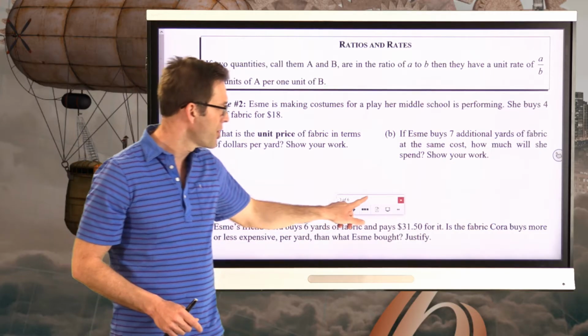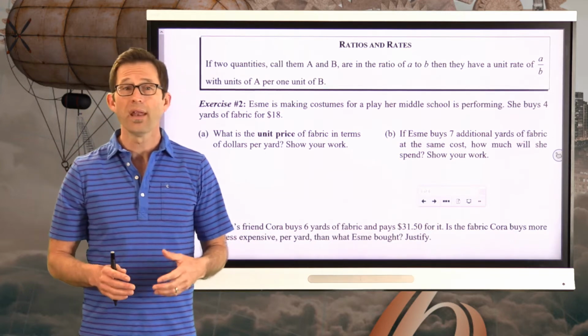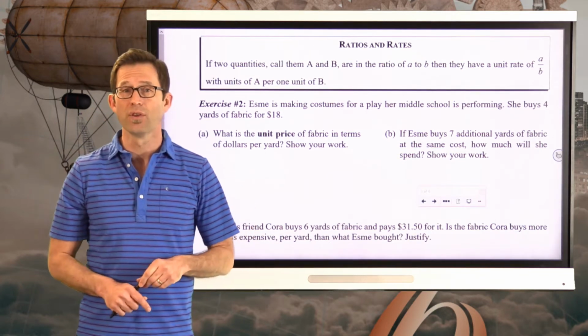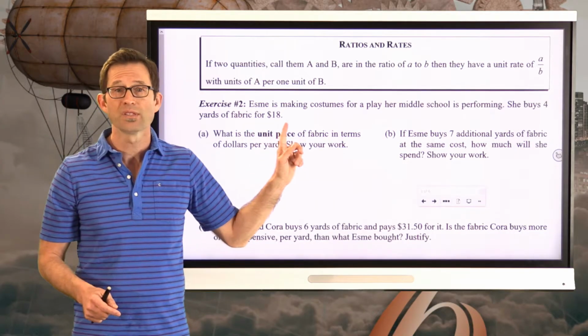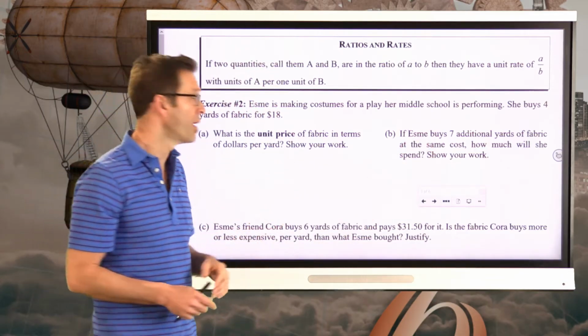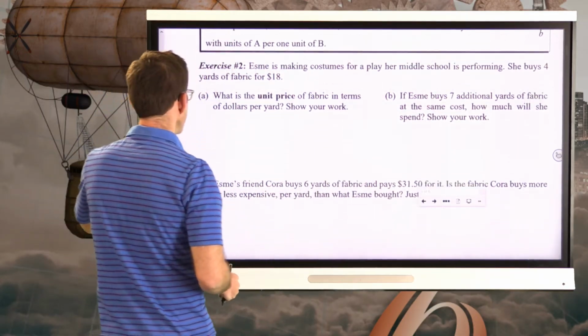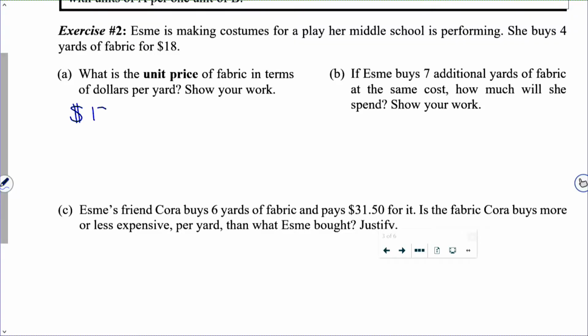So we talked a little bit about unit prices or unit costs in the last lesson, right? And it's one of the most common examples of a unit rate, and it's really simple, right? We take the ratio of how much we spent divided by how much we actually bought. So in this case, what that means is we would have $18 per 4 yards of fabric.